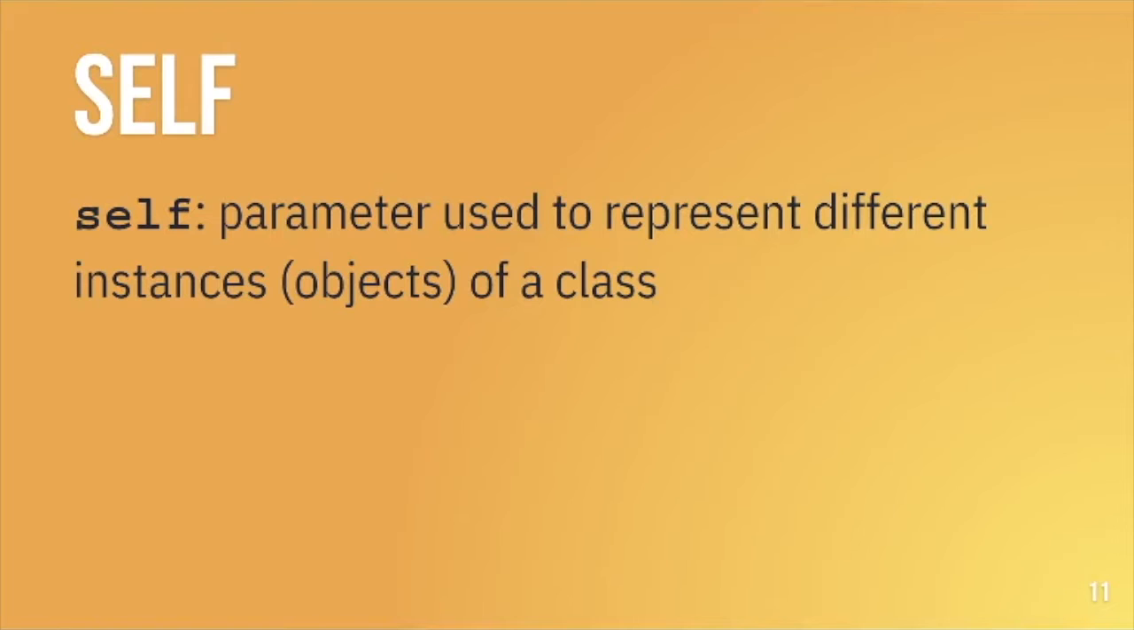Now let's take a look at self. So self is a parameter used in Python to represent different instances or objects of a class. Since the class is just a blueprint, self allows access to the methods and to the attributes of each object. This lets each object have its own attributes and methods. So even before creating these objects, we want to reference the objects as self while defining the class. We'll use these in a couple of examples later on in the video.